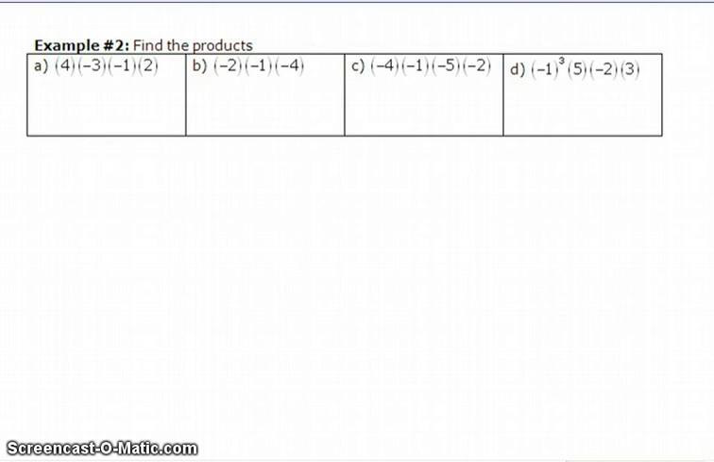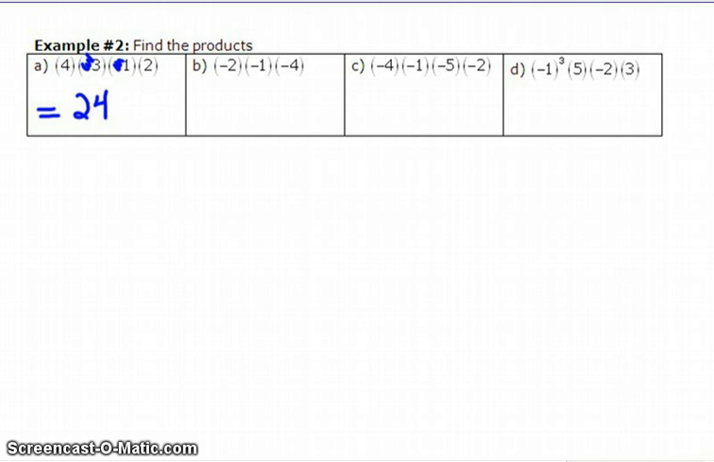Here I have 4 times negative 3 times negative 1 times 2. So I worry about the signs first. I count how many negative signs there are. There are 2. 2 is an even number, so I know my answer is going to be a positive number. So now I don't have to worry about the signs anymore. I just multiply my numbers together. 4 times 3 is 12, times 1 is still 12, times 2 is 24.